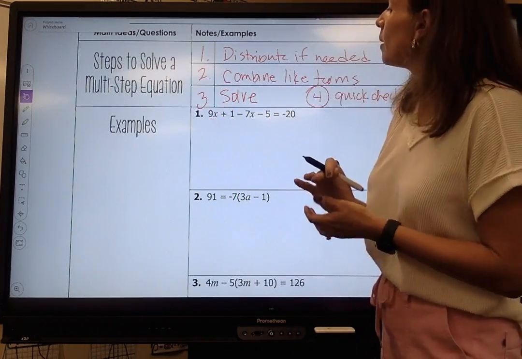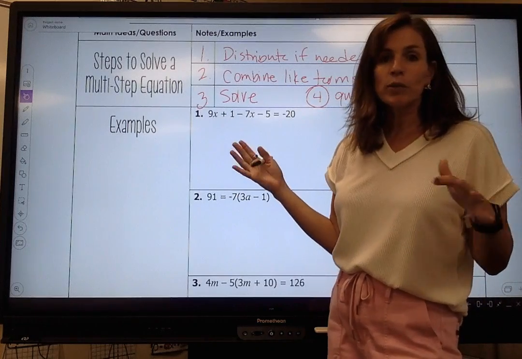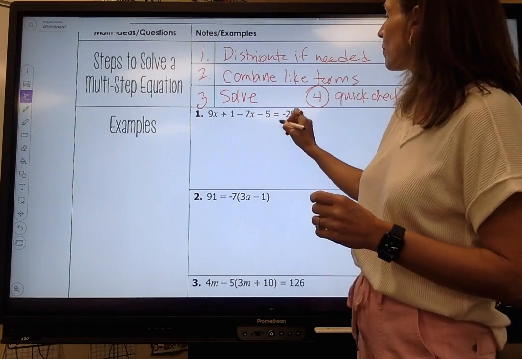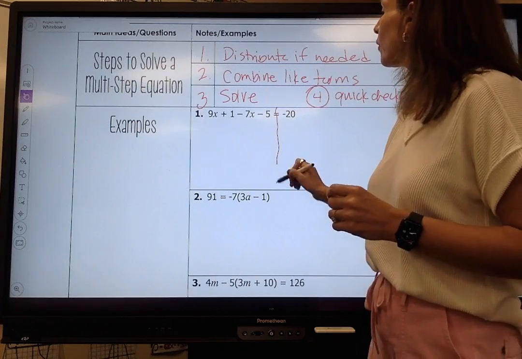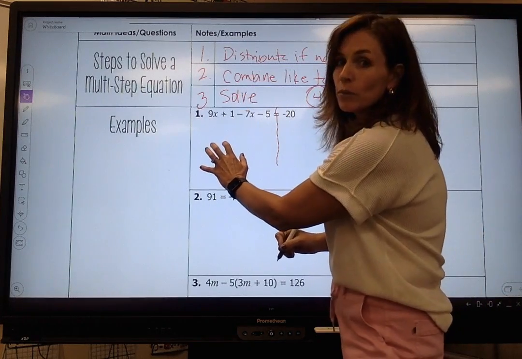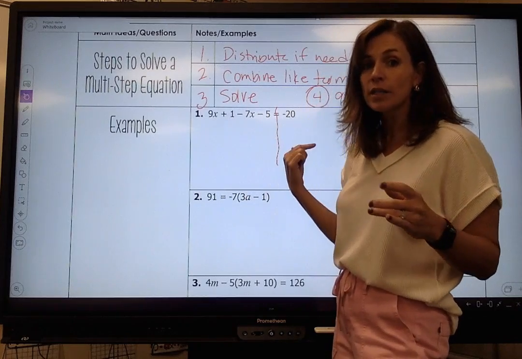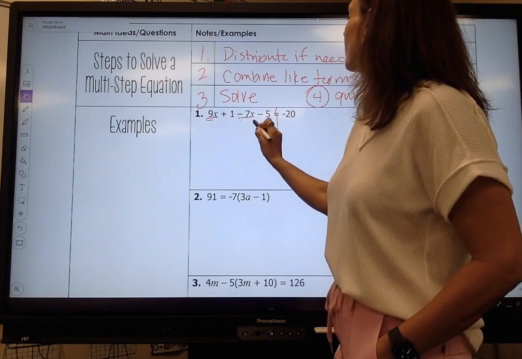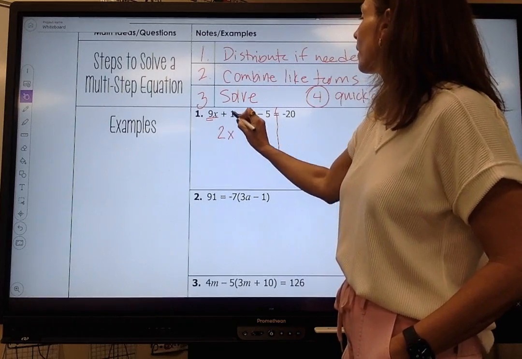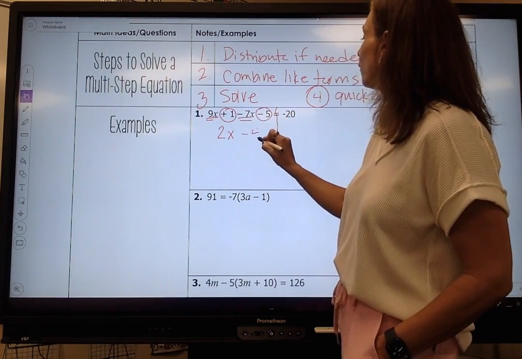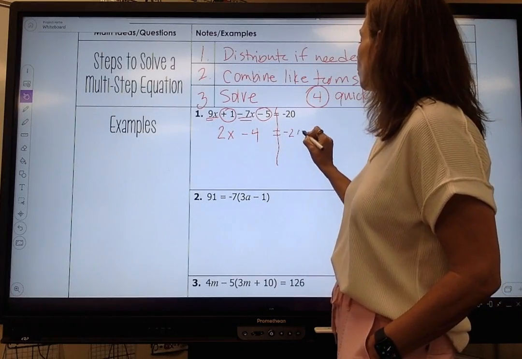So, number 1, we don't need to distribute. There's no parentheses for me to distribute. So we're going to combine like terms here. Just a friendly reminder, I want that equal sign lined up. So I want my variable terms on the left and I want my constant terms on the right. So I'm going to combine, and I have a 9x and a negative 7x, which is 2x. Positive 1 and a negative 5 is a negative 4, and that equals negative 20.